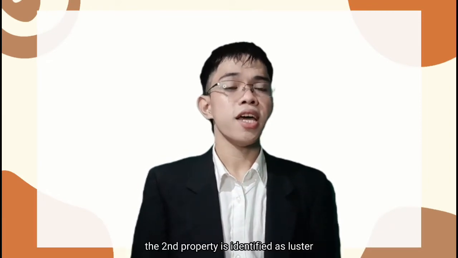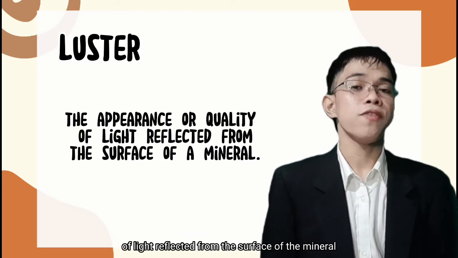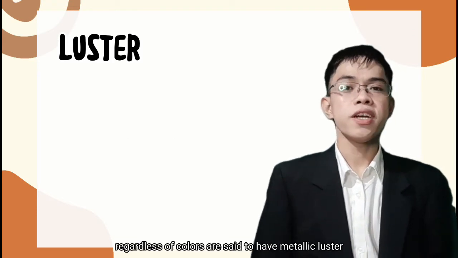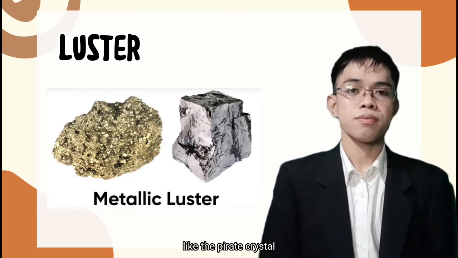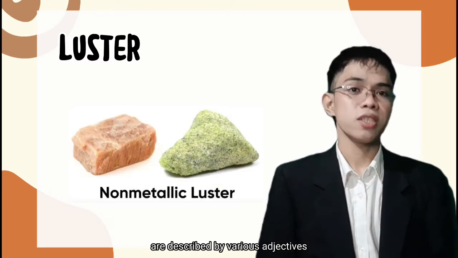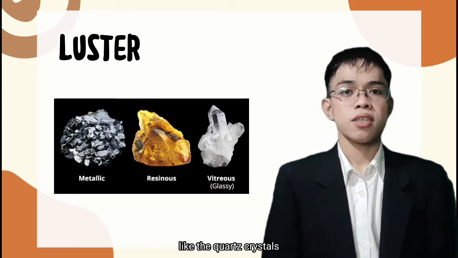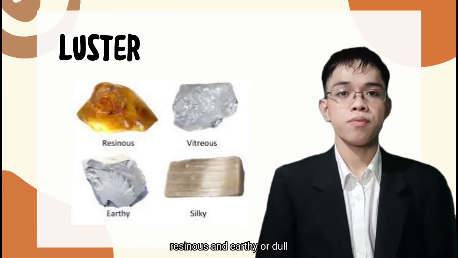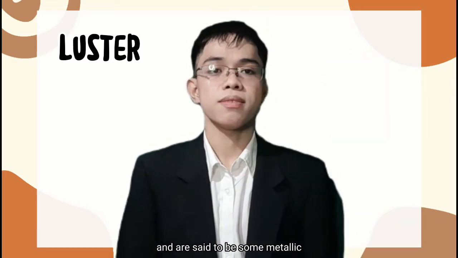The second property is identified as luster. Luster is the appearance or quality of light reflected from the surface of the mineral. Minerals that have the appearance of metals, regardless of color, are said to have metallic luster, like the pyrite crystal. Minerals with a non-metallic luster are described by various adjectives. These include vitreous or glassy, like the quartz crystals, pearly, silky, resinous, and earthy or dull. Some minerals appear somewhat metallic in luster and are said to be submetallic.